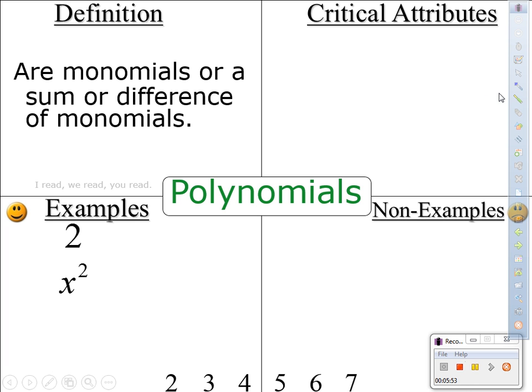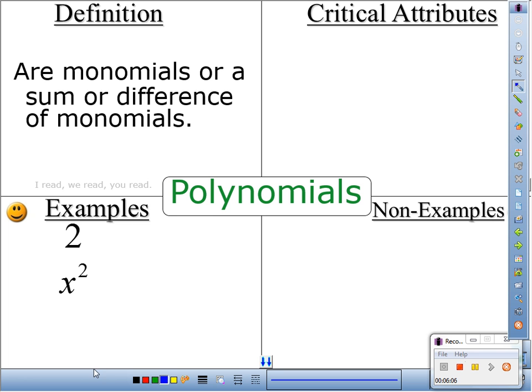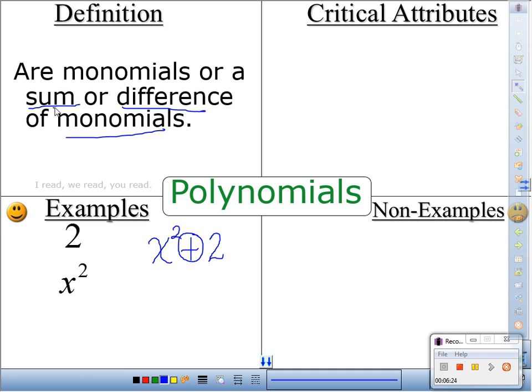But watch, as soon as I do x squared plus 2, because it says here monomials or sum or difference of monomials. What is happening here? The sum, is that correct? Am I adding two monomials? Yes, that's why this is also a polynomial. Or what if I did this? It's also a polynomial because we're doing what? Difference of monomials. Are we there? Copy that, please.